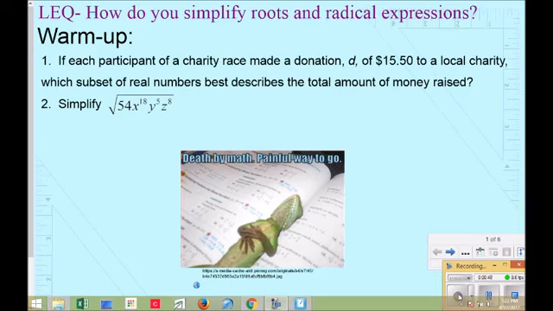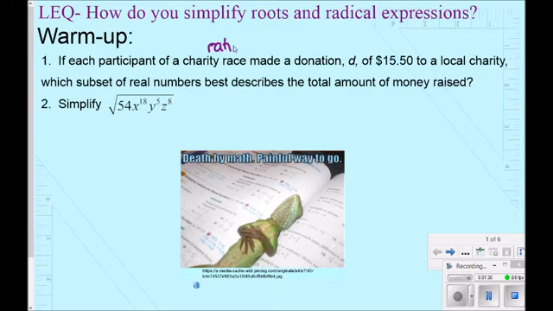So let's think about how much money would be collected. If there's 0 people, then $0 are collected. If there's 1 person, then $15.50 is collected. If there are 2 people, that would be $31 and so forth, by multiplying the number of people by the amount of the donation. So we're seeing 0 and $15.50 and 31. We're thinking about what types of numbers are represented there. And we know that the subset that best describes those numbers would be the rational numbers. Rational.